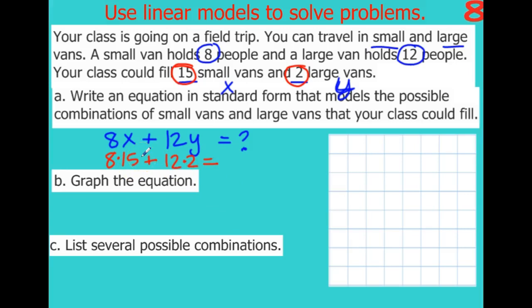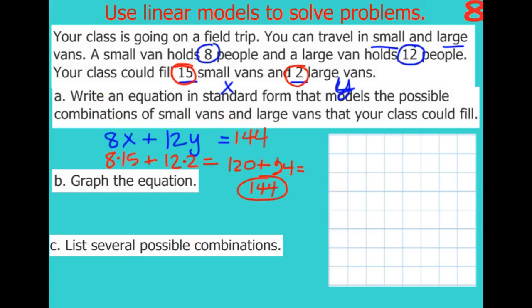So 8 times 15 gives me 120, plus 12 times 2, which is 24, while 120 plus 24 is 144. So this is the total number of people. So instead of a question mark, we now know that we could fit 144 people. So 8x plus 12y would give us 144 people.